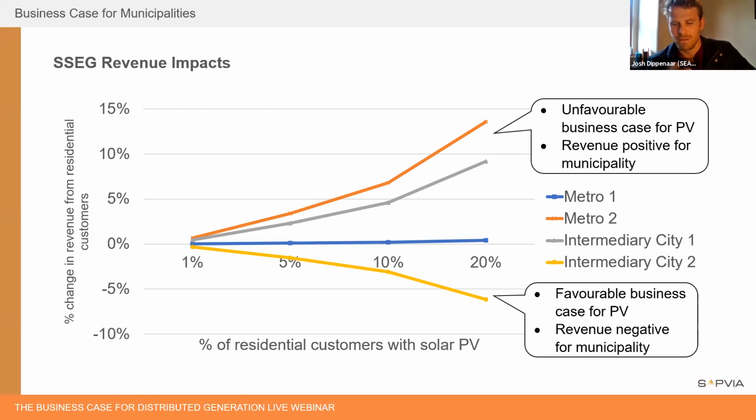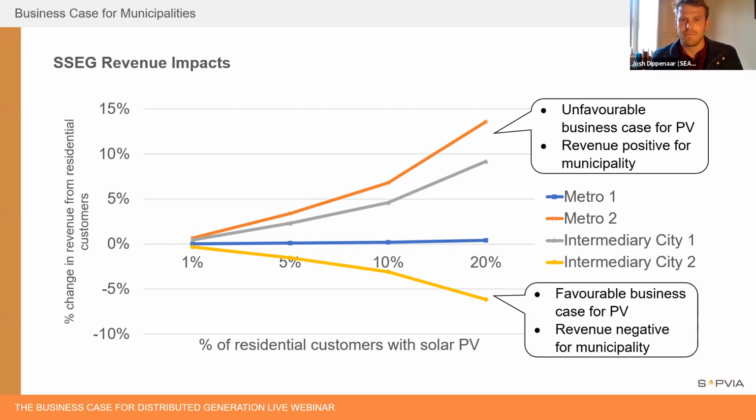And I think this is what we're getting to in this session: municipal tariffs really can impact the business case for solar. And on the other hand, the yellow line that dips downwards is the municipality that didn't increase the fixed charge.